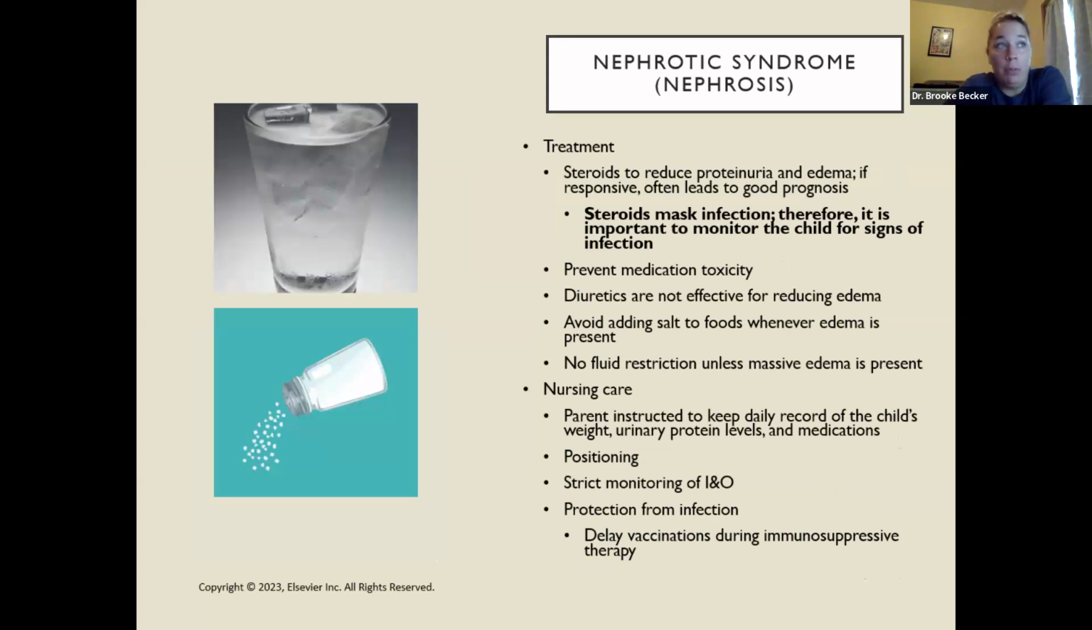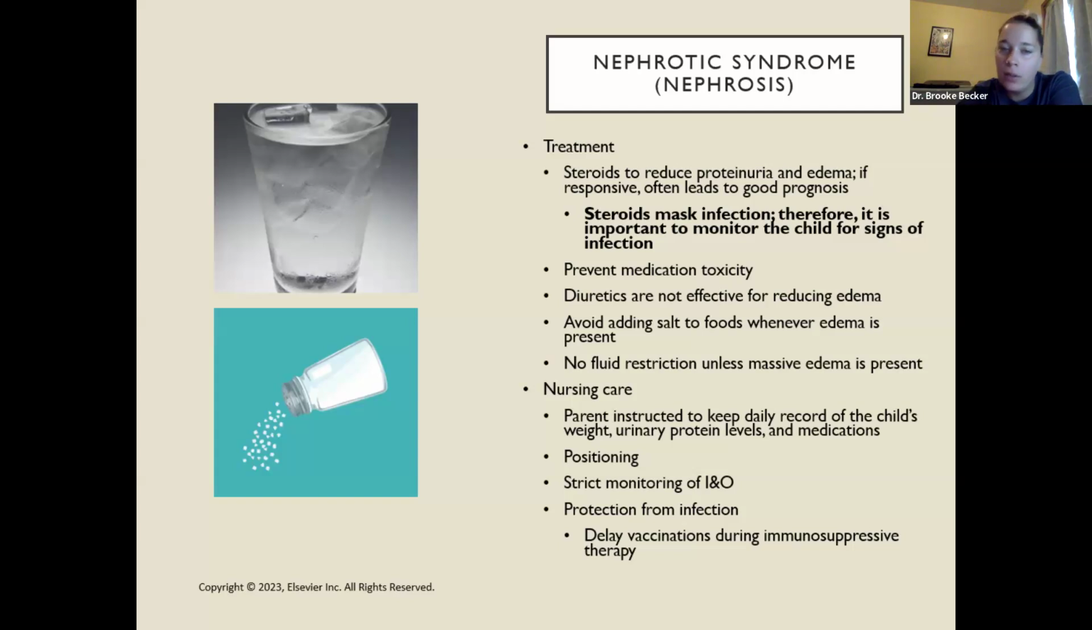So your treatment for nephrotic syndrome or nephrosis is going to be to reduce the protein in their urine and improve the edema. A lot of times, kids who are on steroids, this can cover up infectious signs. So if they're on steroids, make sure you're monitoring closely for infections. Okay.